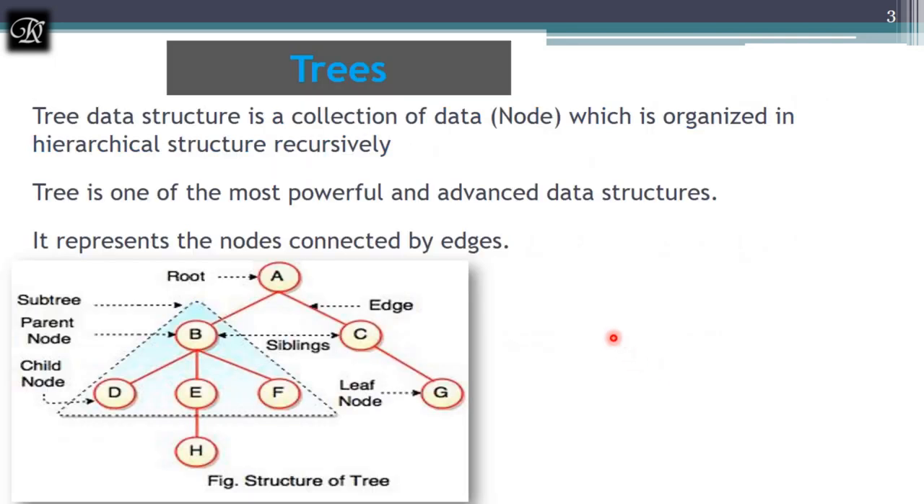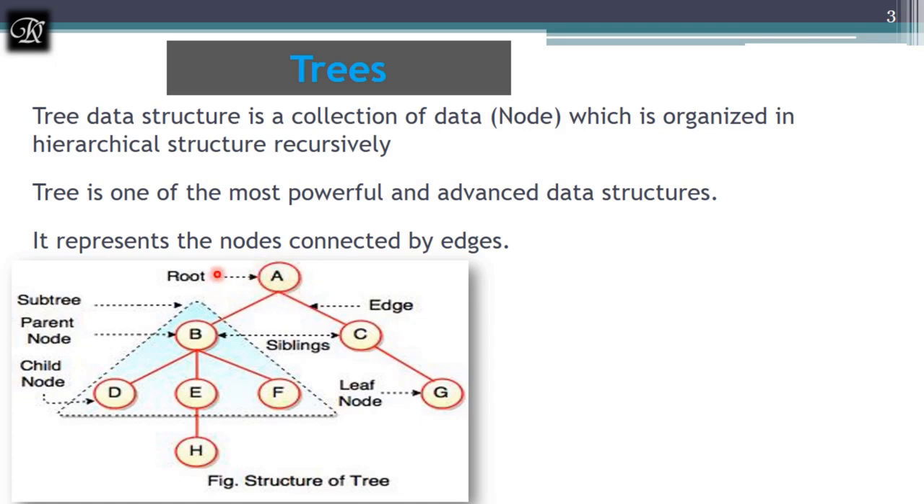Before discussing binary search tree, let's see the definition of tree and some of the properties of trees. A tree is a data structure, a collection of data nodes organized recursively in a hierarchical structure. You can note here we have hierarchical nodes which start from H till A, or it might be in reverse also, and the topmost node we call the root.